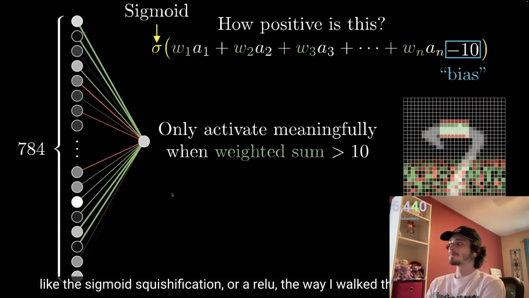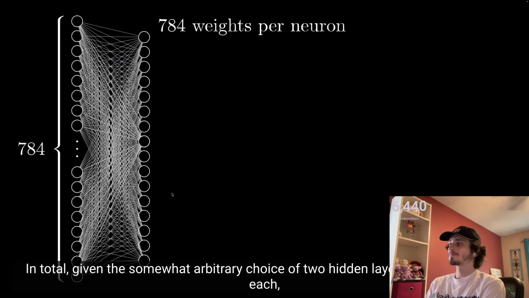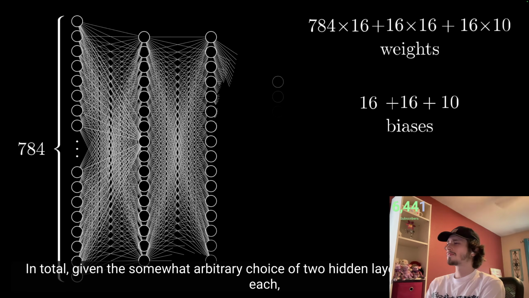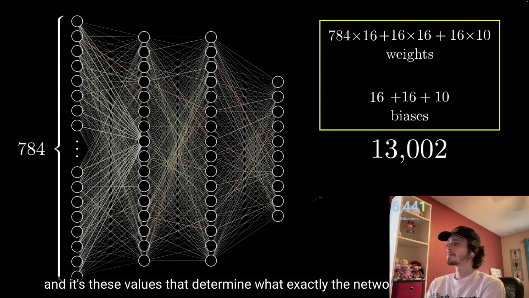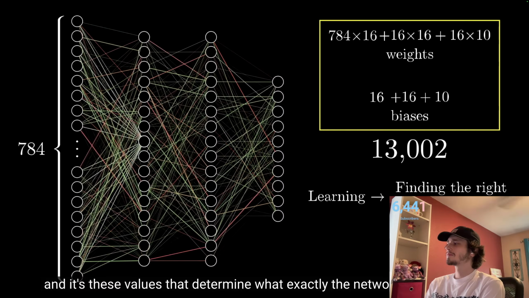In total, given the somewhat arbitrary choice of two hidden layers here with 16 neurons each, the network has about 13,000 weights and biases that we can adjust. And it's these values that determine what exactly the network actually does.